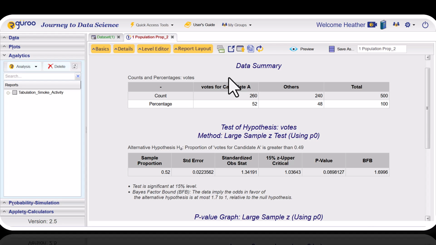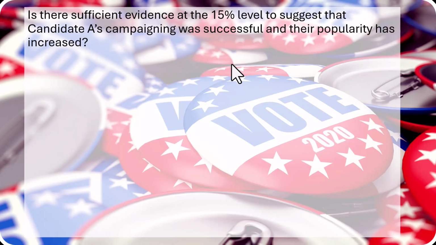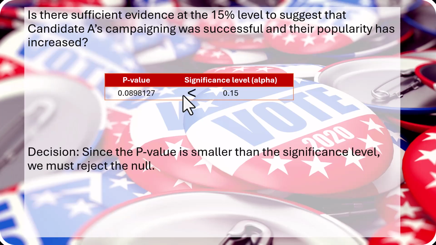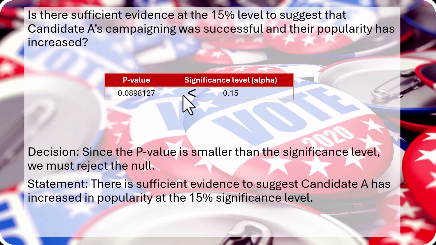As you can see, we have a p-value right here of about 0.0898127. So is there sufficient evidence at the 15% level to suggest that candidate A's campaigning was successful and their popularity has increased? Well, remember our p-value was about 0.0898127, and this is compared to a significance level of 0.15. As you can see, our p-value is less than our significance level, so we must reject the null. So our statement is that there is sufficient evidence to suggest that candidate A has increased in popularity at the 15% significance level.